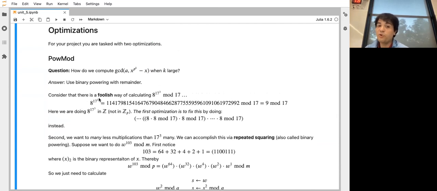There's a really foolish way of calculating something like this. You don't want to calculate a to the power of 17 cubed, compute it, and then reduce it. The number that you're going to get from this mod 17 is never going to be larger than 17. Thereby, none of the intermediate calculations need to be greater than 17 either.